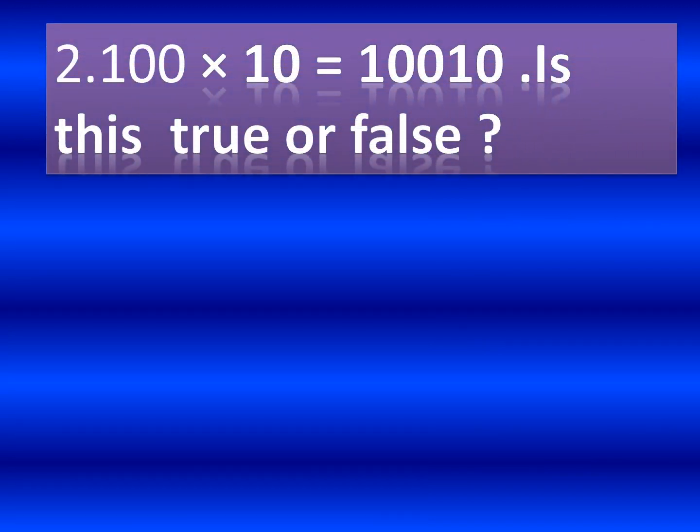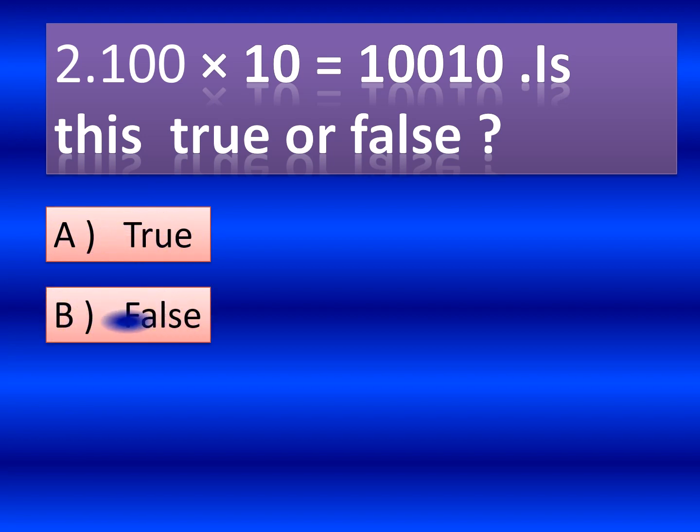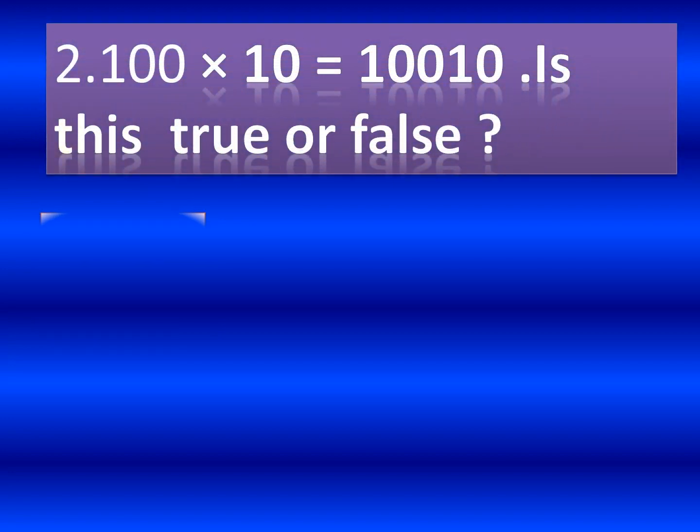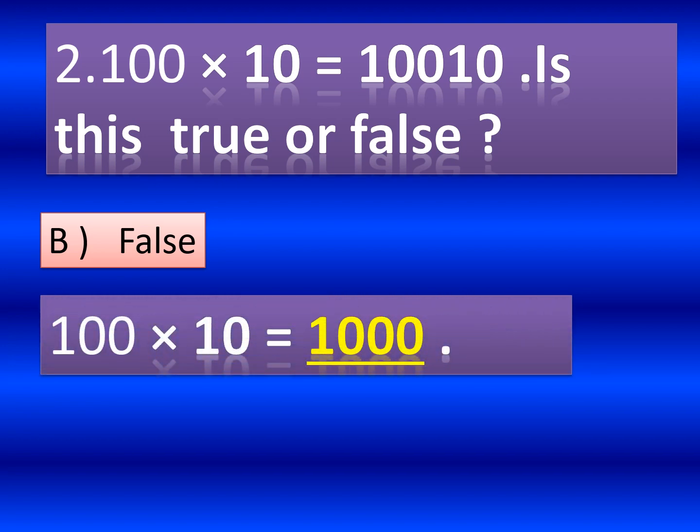The next question, 100 into 10 is equal to 10,010. Is this true or false? Option A true, option B false. The correct option is option B false. Let's see how. 100 into 10 is equal to 1000. But in the question it is wrongly given. So the correct option is option B false.